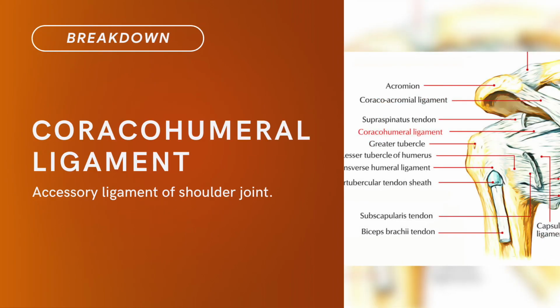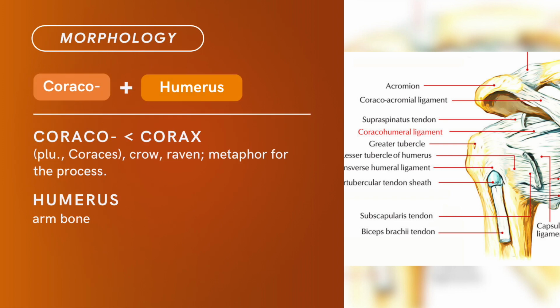Compound term, coracohumeral ligament. Brief definition: accessory ligament of the shoulder joint. Term morphology: compound of coraco plus humerus. Coraco is derived from corax, plural coraces, meaning crow or raven. This bird's beak has become a metaphor for the coracoid process. Humerus is, of course, your arm bone. There you have it, compound term, coracohumeral ligament.